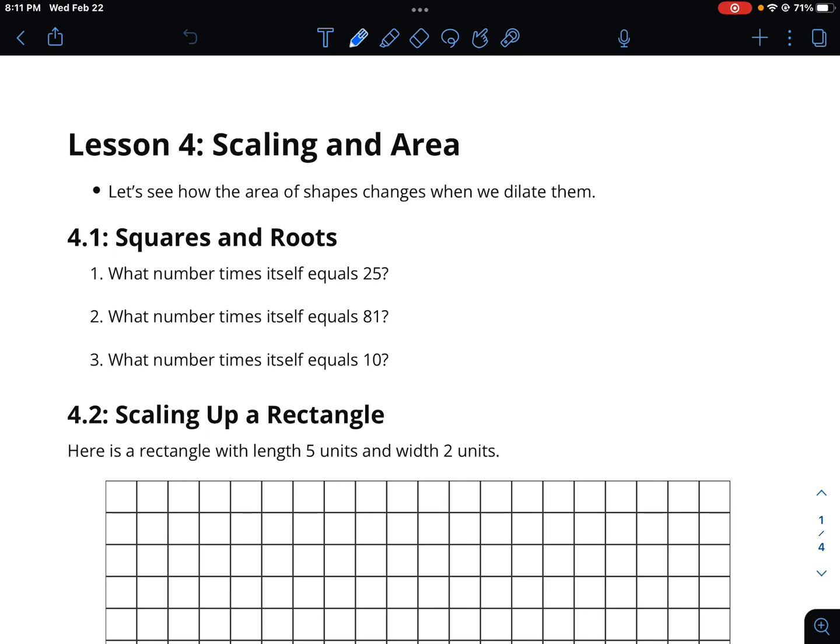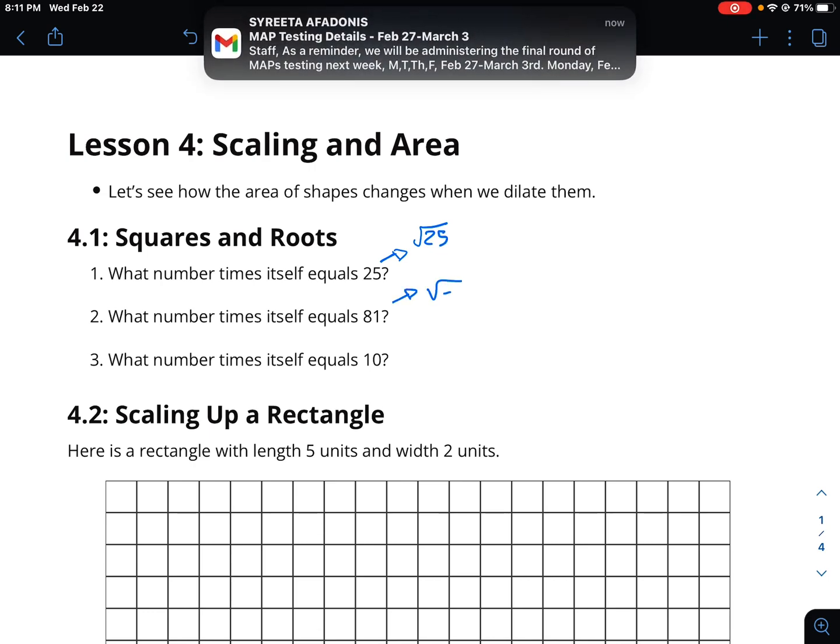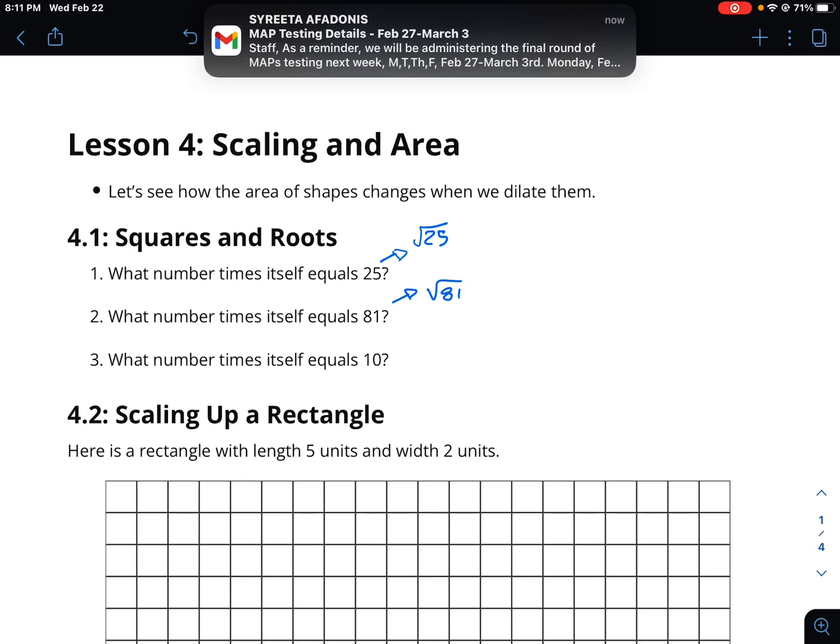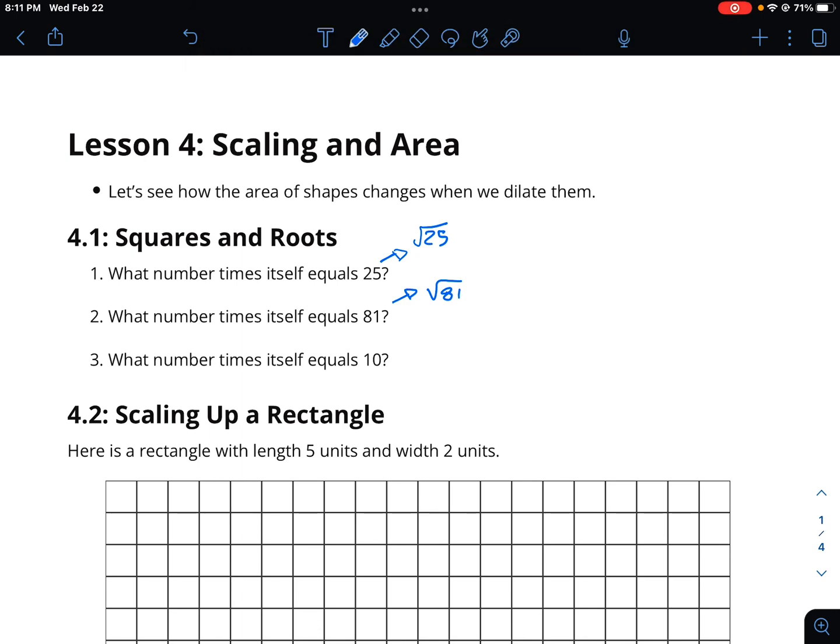And I just wanted to start off talking about this first part. This first part's asking what number times itself 2 times gives you 25. This is the same idea as the square root of 25. Same thing here with 81 and so on. What I'd like you guys to do is please press pause and go through and complete 4.1 for me.